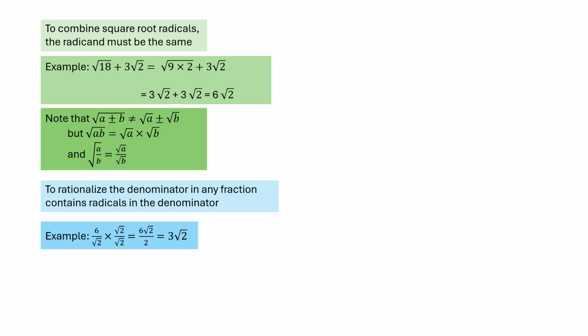So when you see 6 over rad 2, multiply by rad 2 over rad 2. So 6 times rad 2 equals 6 rad 2. Rad 2 times rad 2 is 2. Now look again to make simplification. 6 divided by 2 will be 3, so the final answer is 3 rad 2.